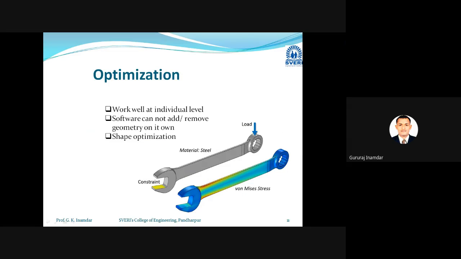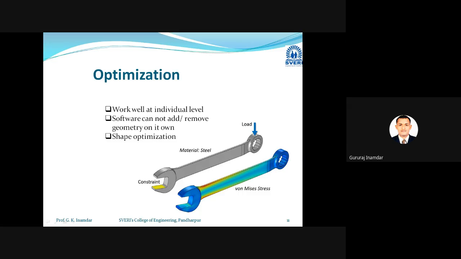Optimization. What is optimization? Optimization is nothing but directly in working condition, to start the application. It works well at engineering level. Software cannot add or remove geometry on its own. This type we already discussed.